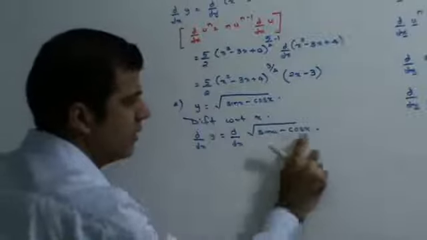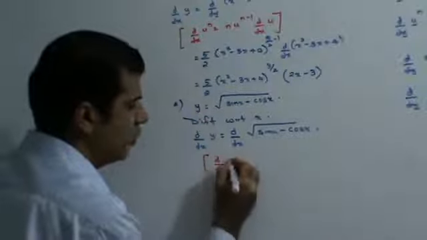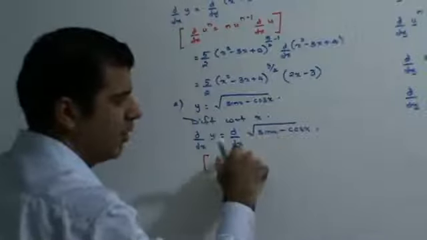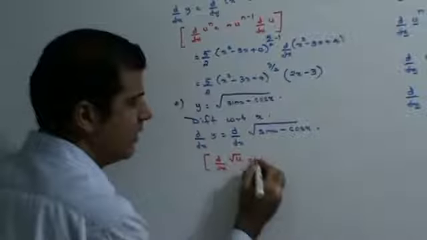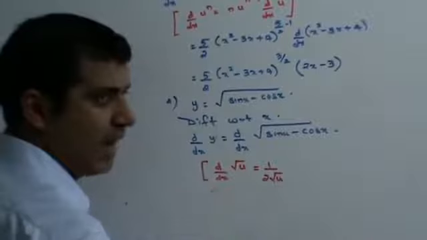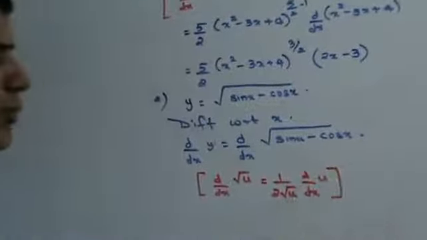But here, since these two terms are not the same, I will use the formula d by dx of root u. The two terms are not the same. Here I have a polynomial, here I have only x. D by dx of root u is 1 upon 2 root u. The formula remains as it is, at the end of which you will multiply d by dx of u, right?